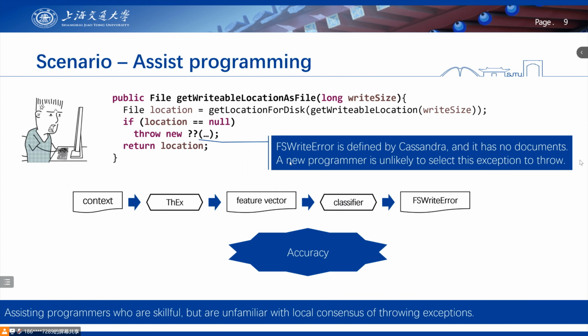Our tool has two application scenarios. The first is to assess programming. It is useful for programmers who are skillful but do not know the local consensus of slow exceptions. They can write all the code but do not know how to slow the right exception. For example, the programmer who writes the Cassandra bug may need our tool. For this scenario, the accuracy is important.